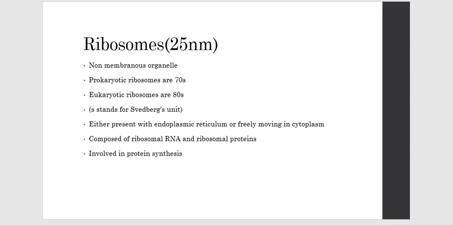Ribosomes are 25 nanometers in diameter. They are non-membranous organelles. They do not have any membrane around them. They are just tiny round structures present inside the cells. The prokaryotic ribosomes are 70S and eukaryotic ribosomes are 80S. S is basically a Svedberg unit which is used to measure the ribosomes.